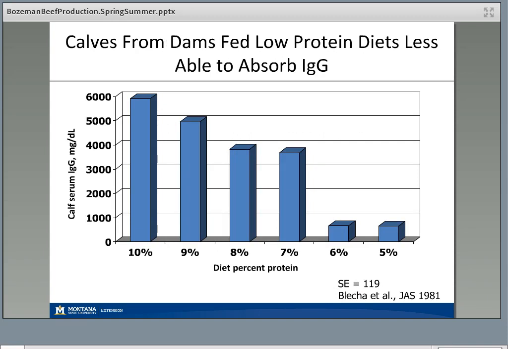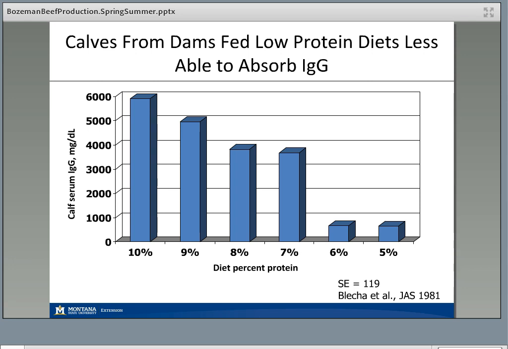So here's the results of that experiment. We can see on the bottom x-axis of the graph we have diet percent protein decreasing from 10% down to 5%. And then you've got the serum immunoglobulin G in the calf's blood. Now remember, if this had no impact, if what we fed the dam had no impact on the calves, we would expect that the serum IgG should be the same. They should have the same concentration throughout, because they were all fed the same amount and concentration of colostrum.